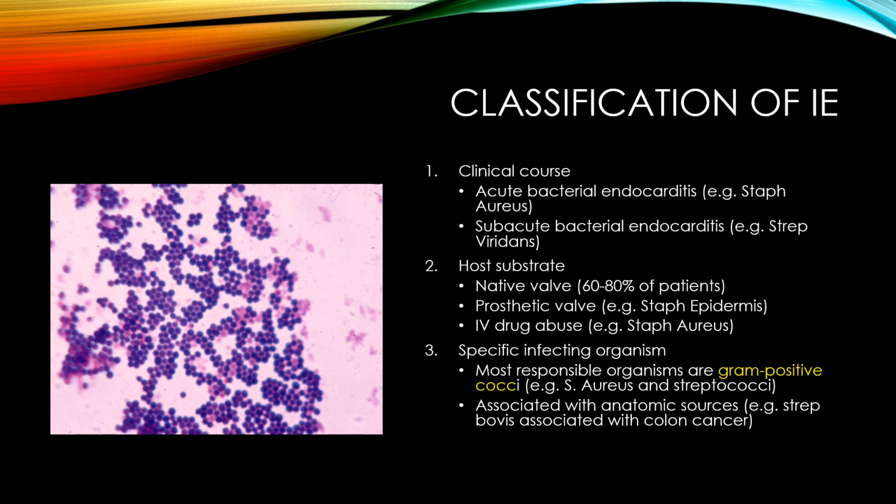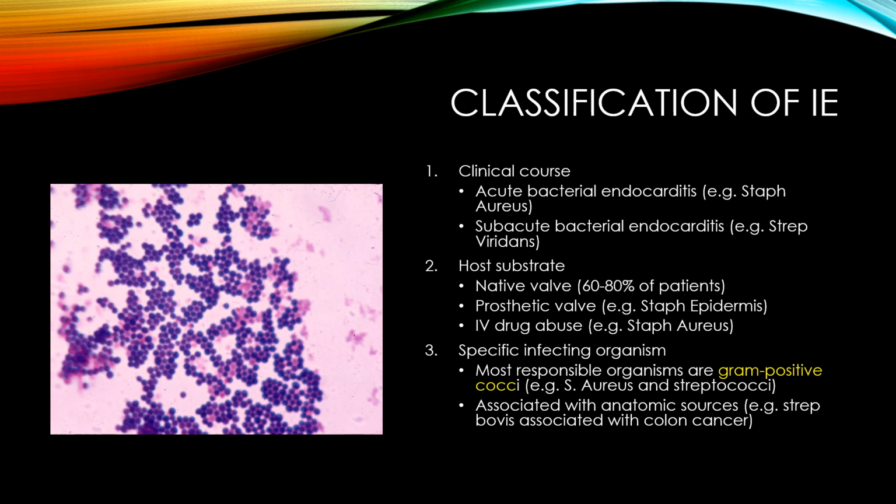Now here, the host substrate is another way to classify it. And again, that has to do with whether the patient who's infected has a native valve or a prosthetic valve. The native valve is 60 to 80% of the patients who have infectious endocarditis. They all have native valves, or valves that they were born with.